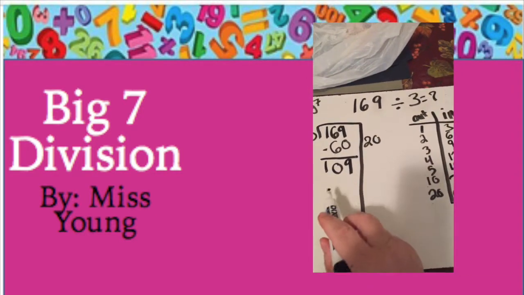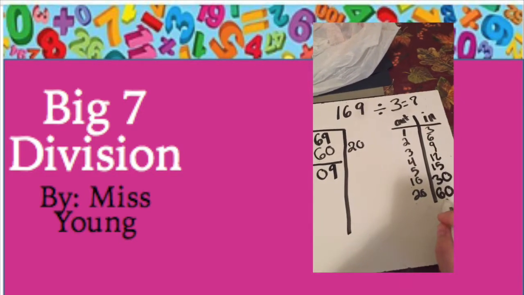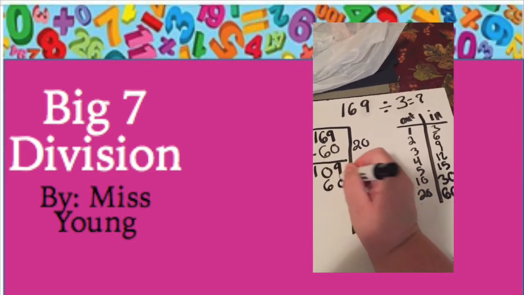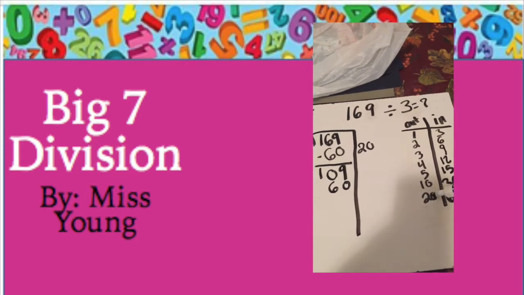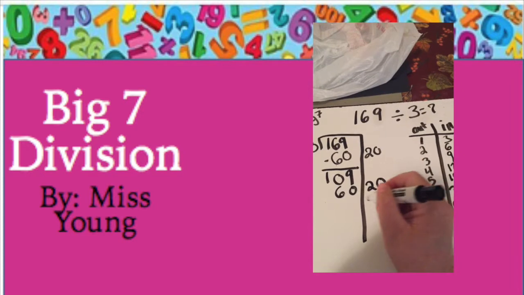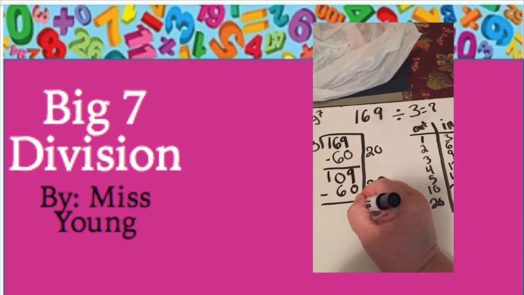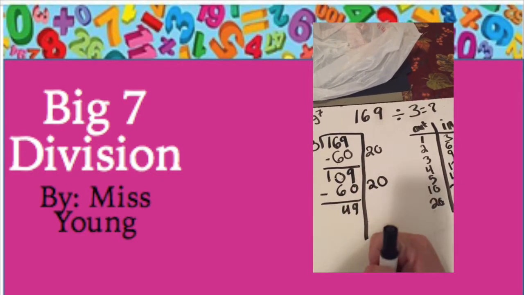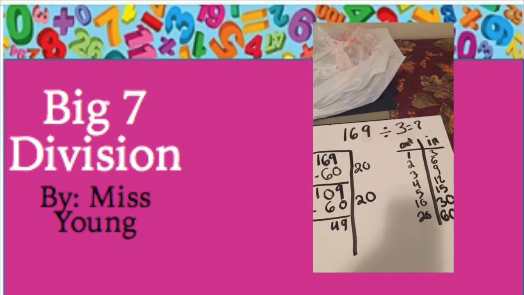Now, I have 109 cupcakes. What can I use? I can use 60, so I can give 60 total cupcakes out. Inside, outside. If I gave 60 out, 20 people got a cupcake. How many do I have left? I subtract. 9 minus 0 is 9. 10 minus 6 is 4. I have 49 cupcakes left to give out.